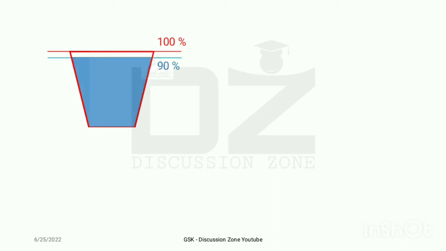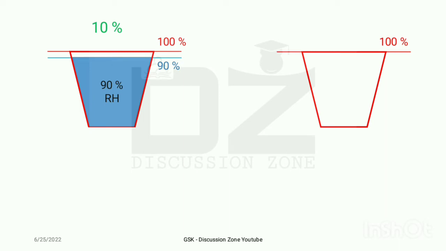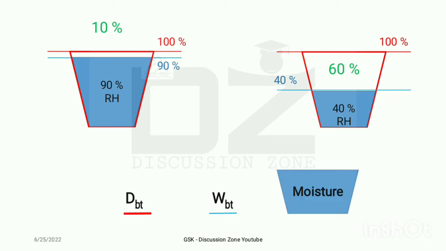And I am going to fill it with 90% water now. As a result, the tumbler has a relative humidity level of 90% and I need to add 10% of water to make it saturated. Here is another example of a vessel that contains 40% relative humidity and requires 60% more to become saturated. Now we will go on to the next step.